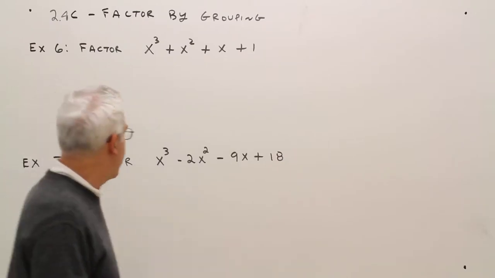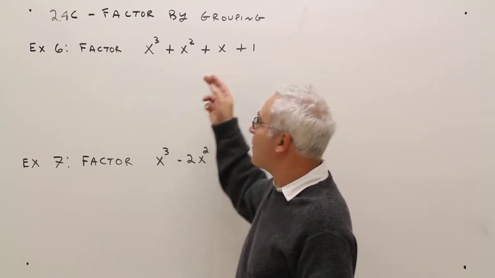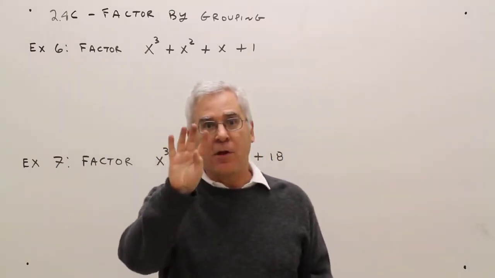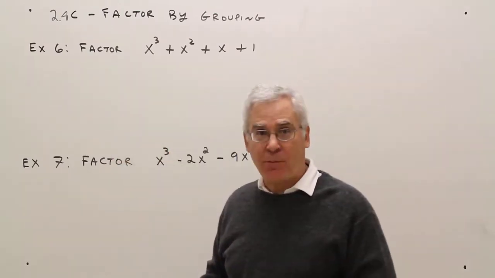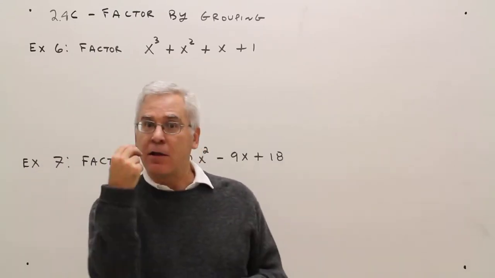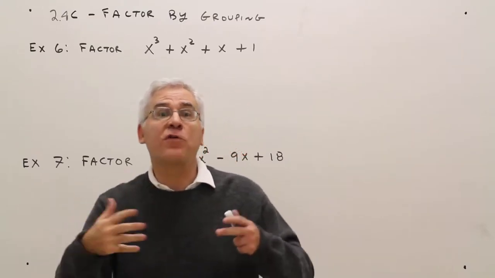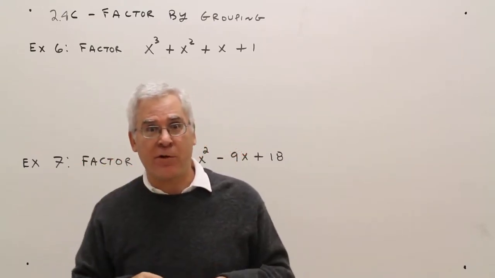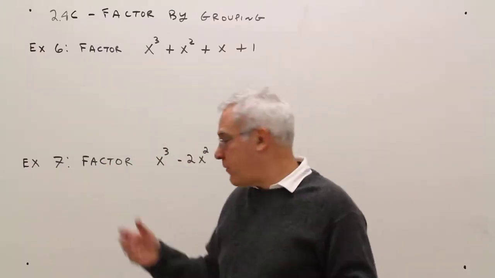All right, two examples. Most important thing, notice that each of these problems has 4 terms. So whenever you see 4 terms, you're thinking of factoring by grouping. 3 terms, normal, guess and check. 2 terms, difference of squares, or sum or difference of cubes. So 2 terms, 3 terms, 4 terms, very important. Okay, so factor by grouping, let's start grouping.